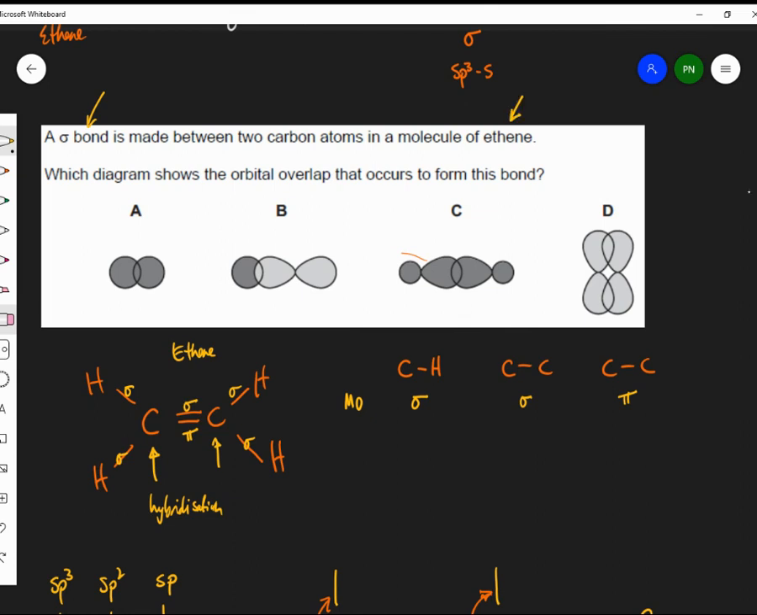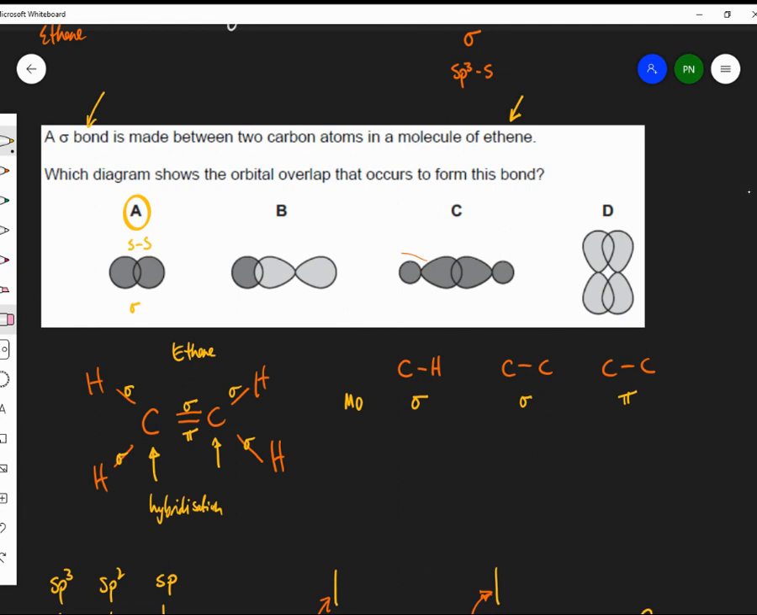Which one shows the overlap? Now, first of all, what does A show? The overlap of what and what? Oh, no, it's not a P and a P. Yes, it's an S and an S. And what type of bonds would be formed if an S and an S overlapped? Well done, sigma.